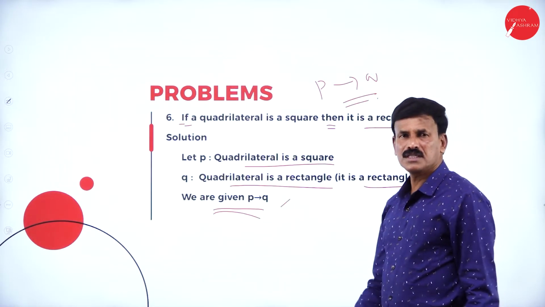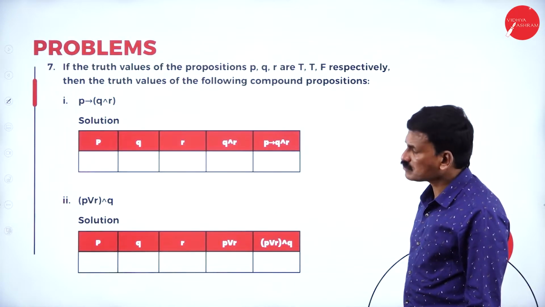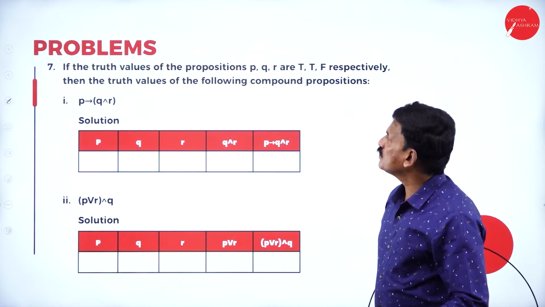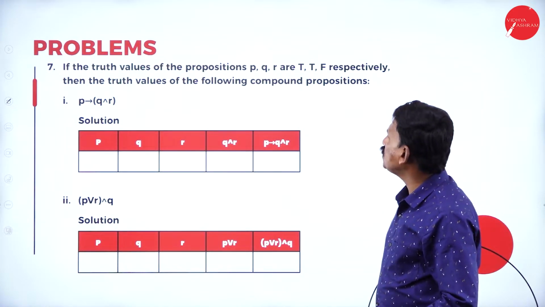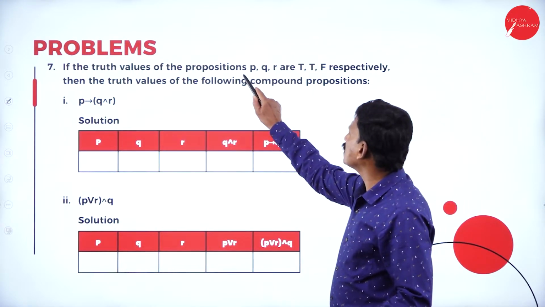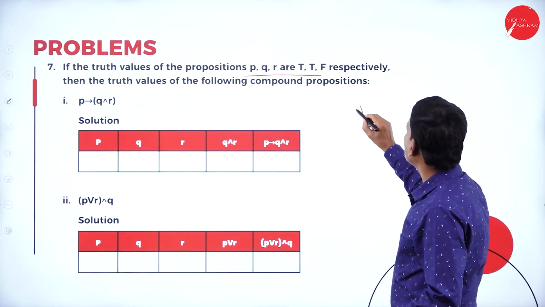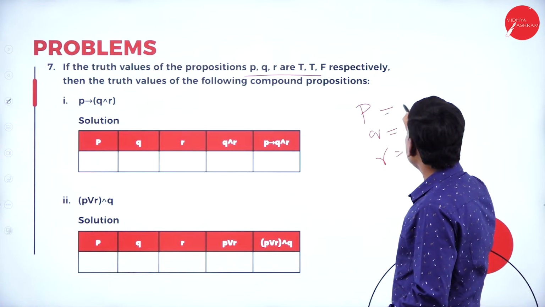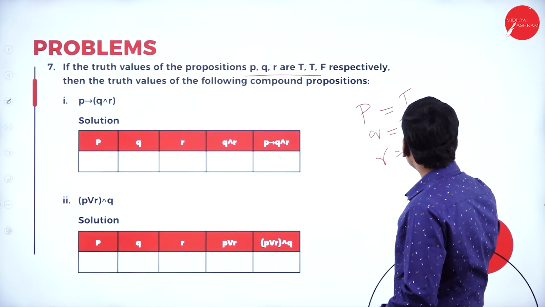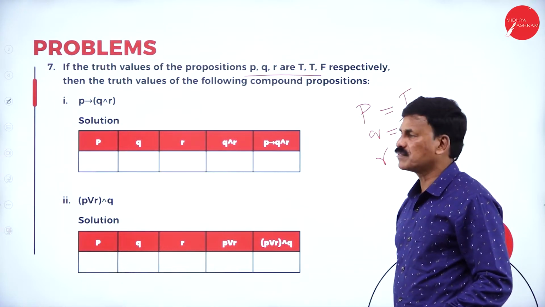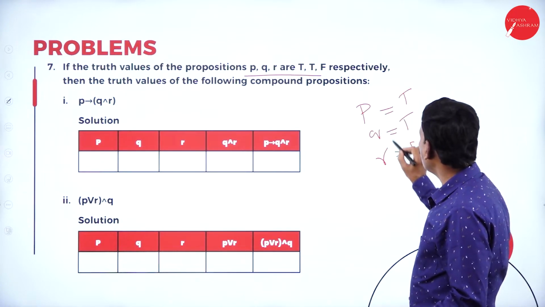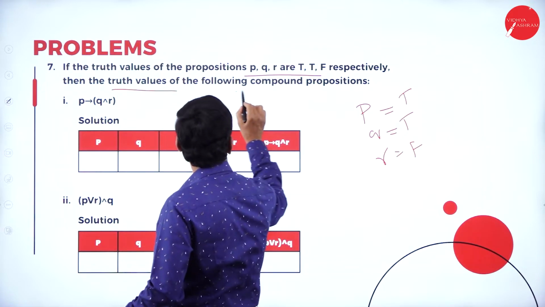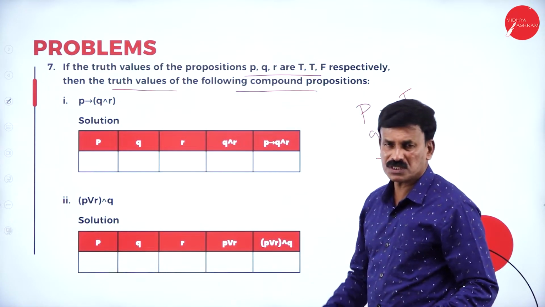That's it. Right. Now let us come to the next set of problems. What is the problem? If the truth values of the propositions P, Q, R are T, T and F respectively, then find the truth value for the following compound proposition.